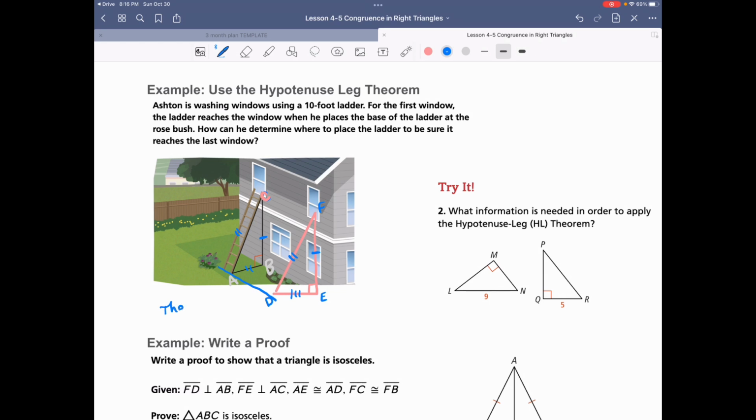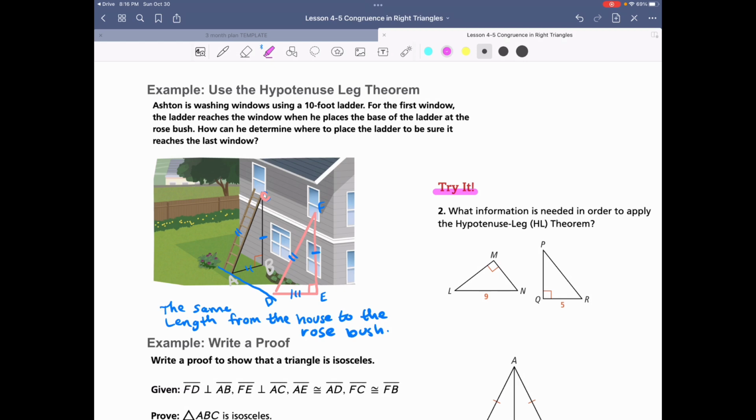So the same length from the house to the rose bush. That's how far you want to put the ladder away from the house. We have this try it over here.